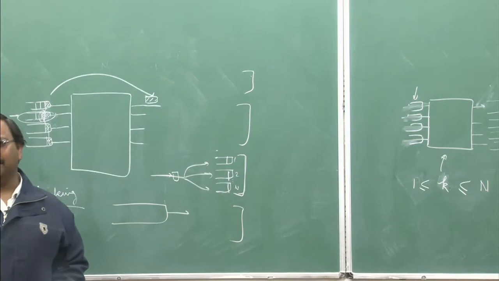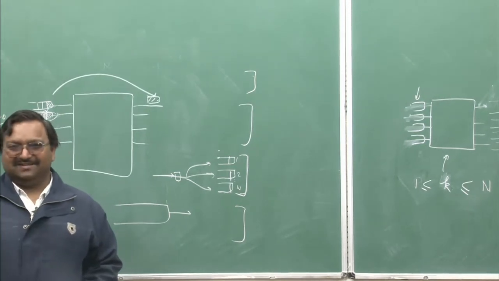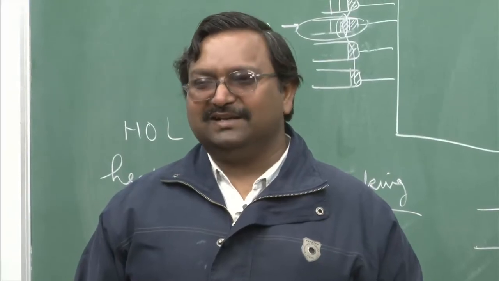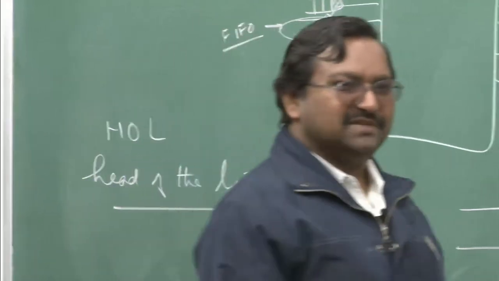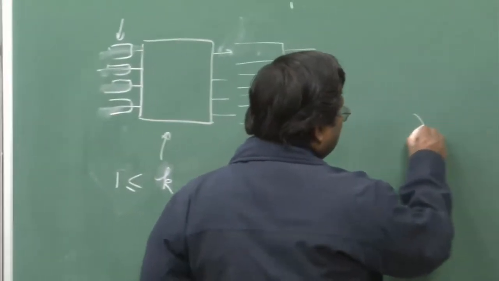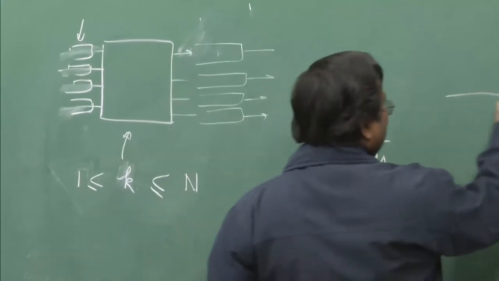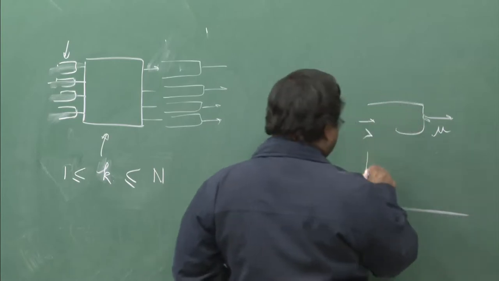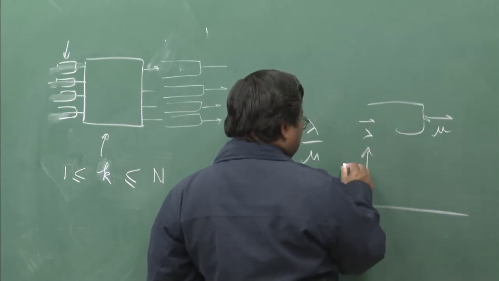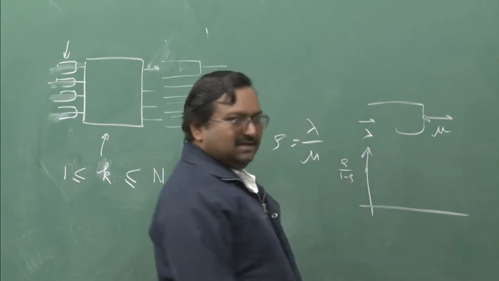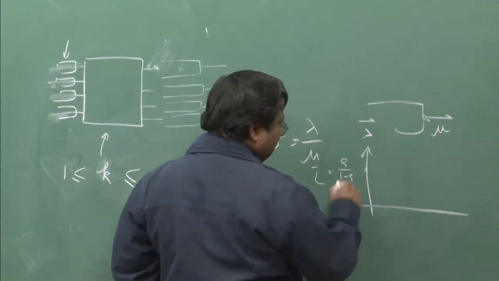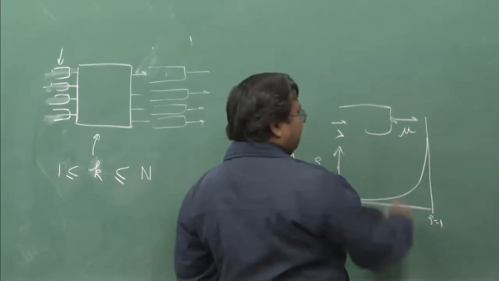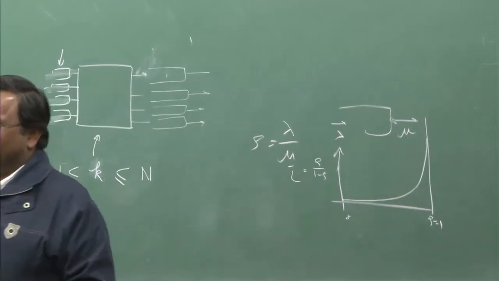There is no loss, but when all buffers are full, then what will you do? Packets have to be lost in that case. If you have infinite buffers, there need not be any loss, but there is a fundamental principle: when lambda over mu, which is rho for a queue, where mu is the service rate and lambda is the arrival rate, the average queue length L bar is rho over 1 minus rho. This explodes and goes to infinity when rho goes to 1. You require an infinite buffer.